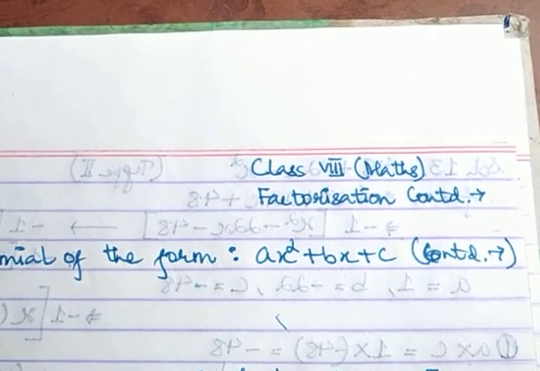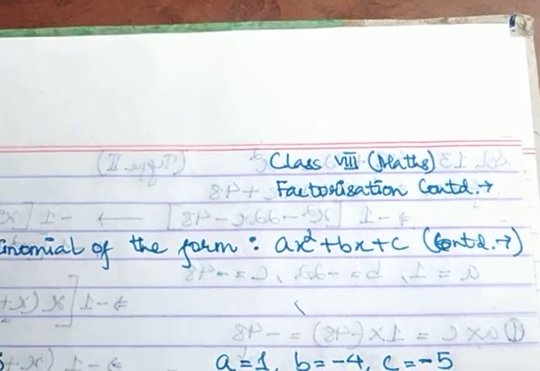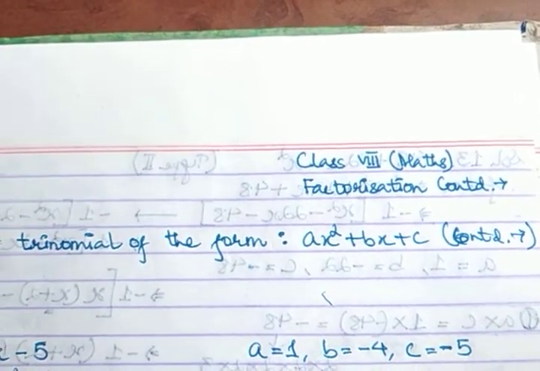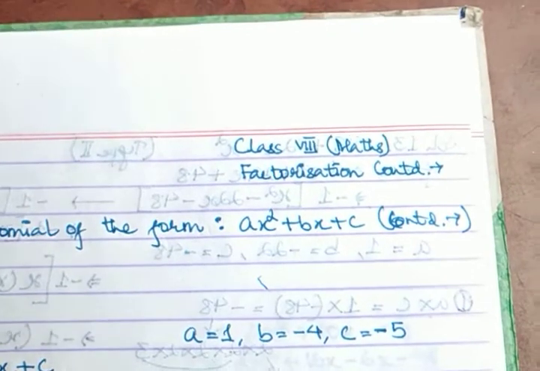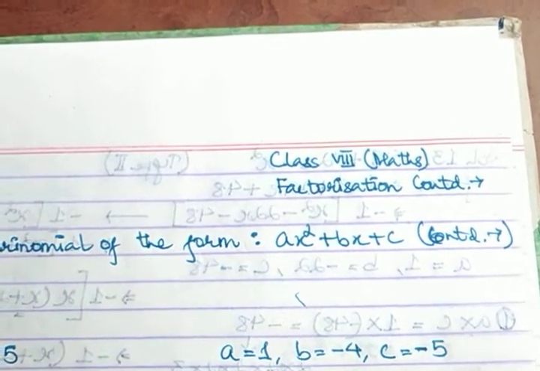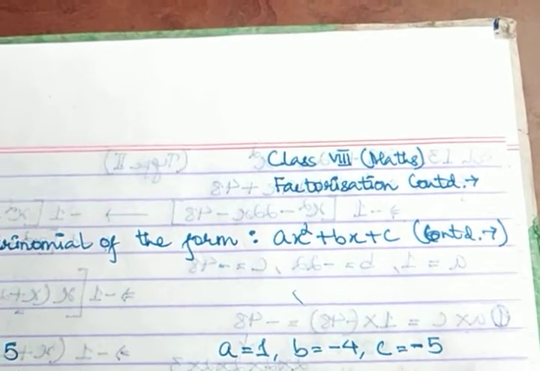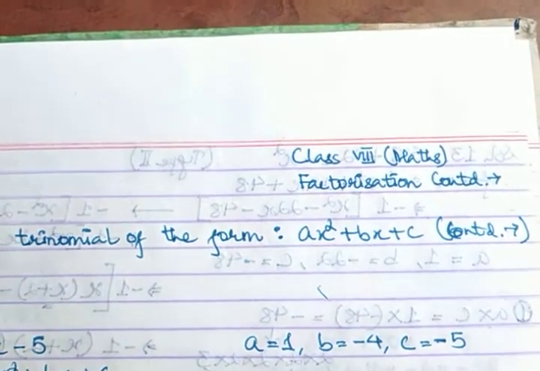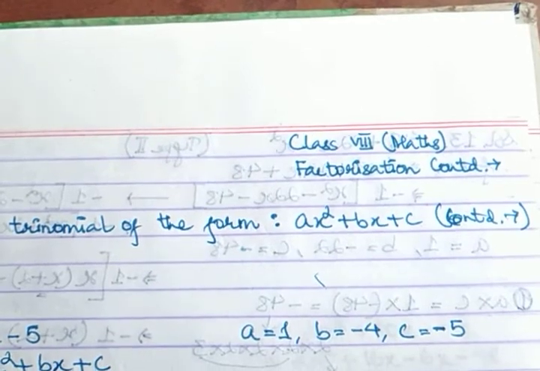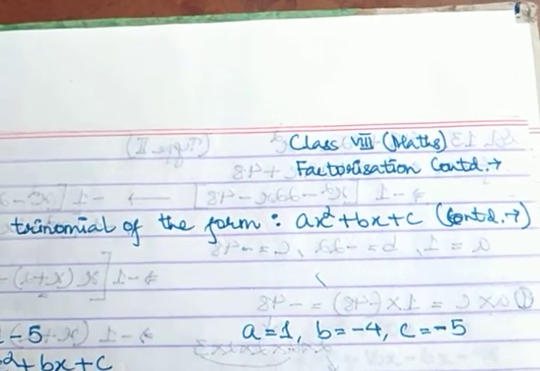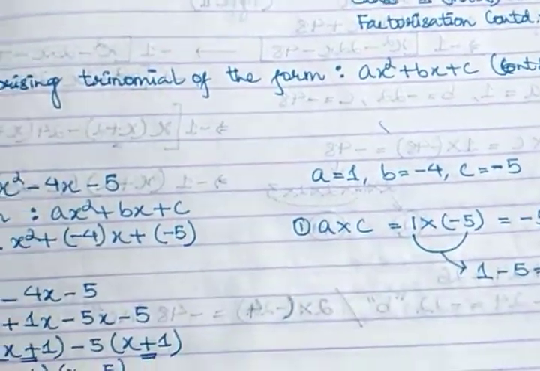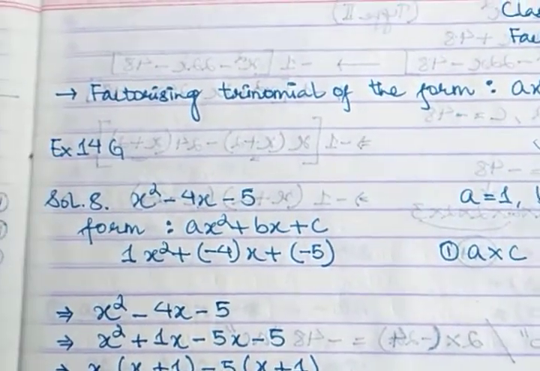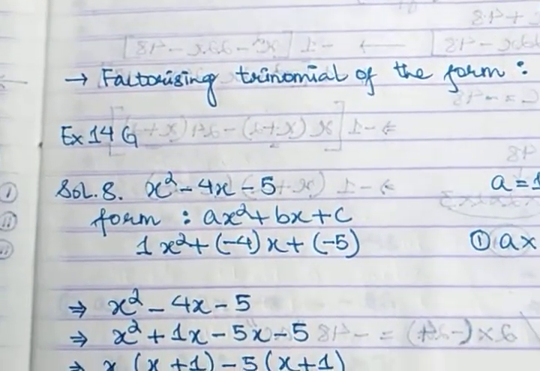Okay, in the previous video we did the factorization for the form ax squared plus bx plus c. This video is a continuation of that form. We'll do a few more sums, a few more variations, so that it will be easier for you. The same exercise, that is exercise 14G, question number 8.